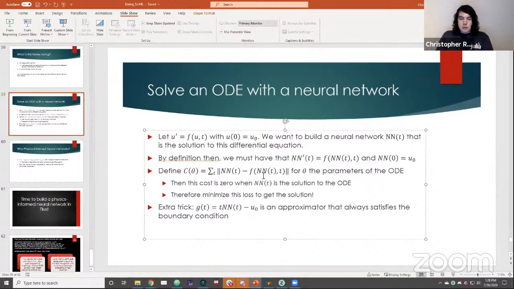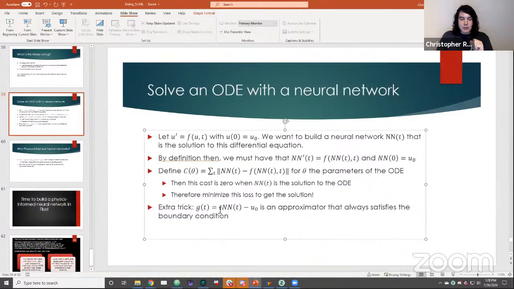Now with it like this, we do have to make sure that we can satisfy the initial condition. So we could just make sure that t equal to 0 is in here, and we have a term where we say NN of 0 minus u0 has to be equal to 0, right? So we add that to the cost. We can actually do an extra trick here. Instead of using the neural network as our test function, we can instead say that we want to use g of t as our test function, where g of t is t times the neural network plus u of 0. So think about it a second, why we might want to do that.